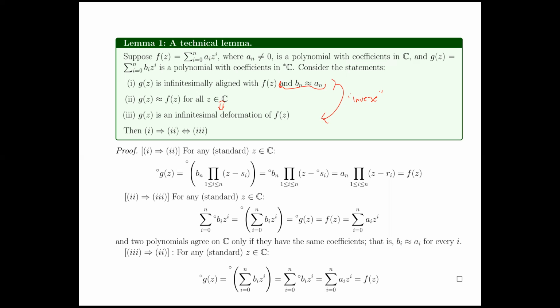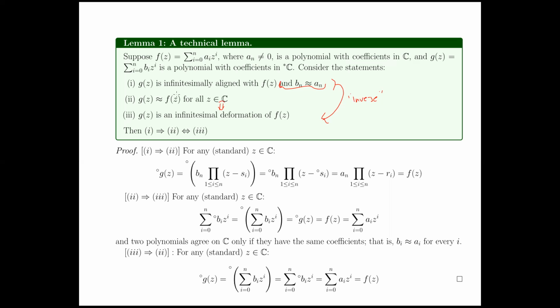Well, G(z) is just this product, because we're assuming that we get full factorization. So we want the standard part of this product, but it's a finite product and standard part is a ring homomorphism. So we can do it term by term. That's the standard part of b_n times the product of the standard parts of z minus s_i. We can bring that standard part inside because it's a ring homomorphism. The standard part of b_n is a_n. The standard part of s_i, we're given, that's what being infinitesimally aligned means: the standard part of the ith root of G is the ith root of F. And that last product is F. So that does it, that's the proof. It's just elementary calculations using the standard part map.